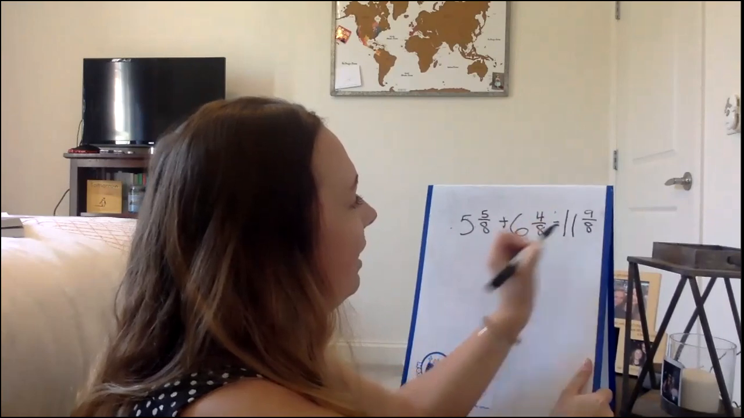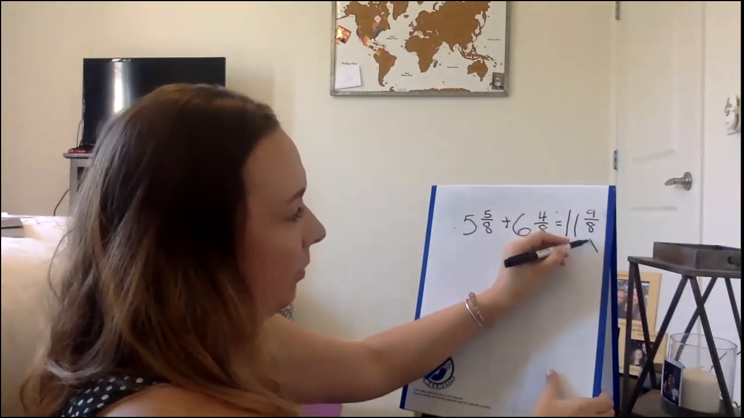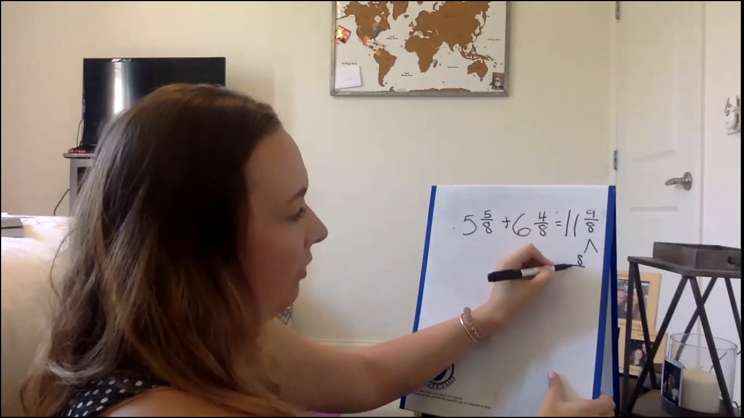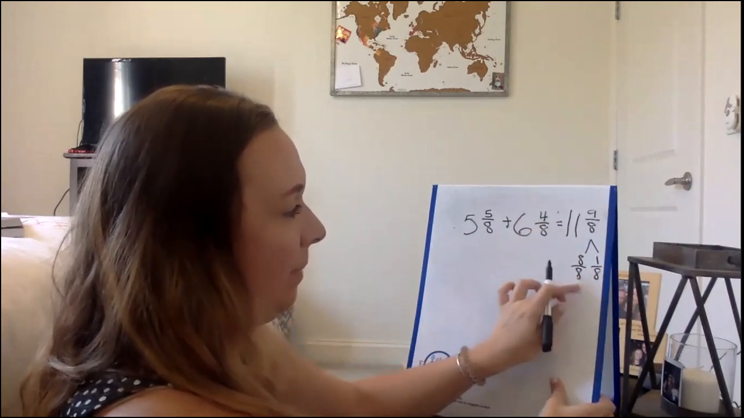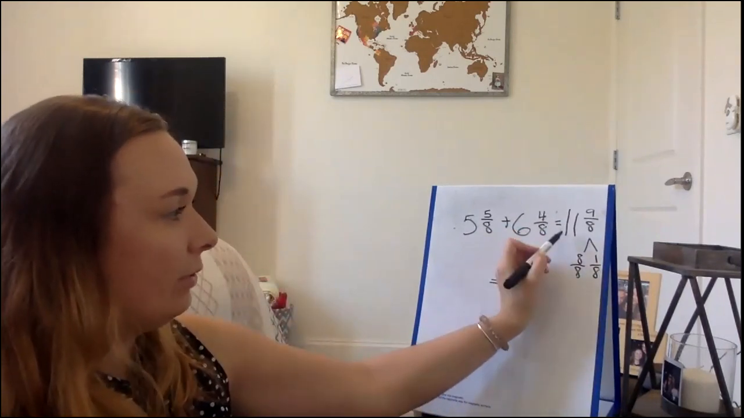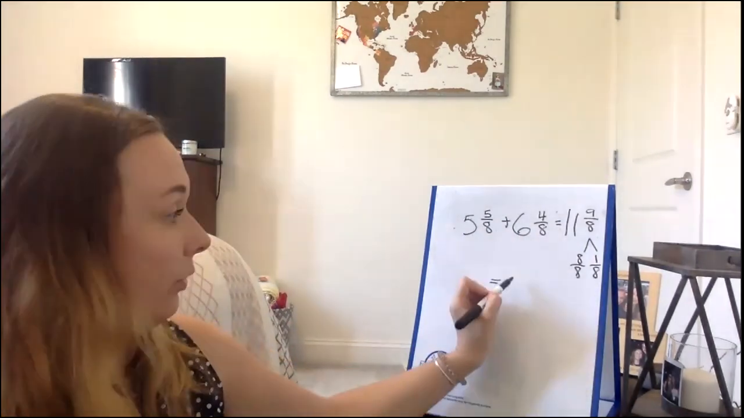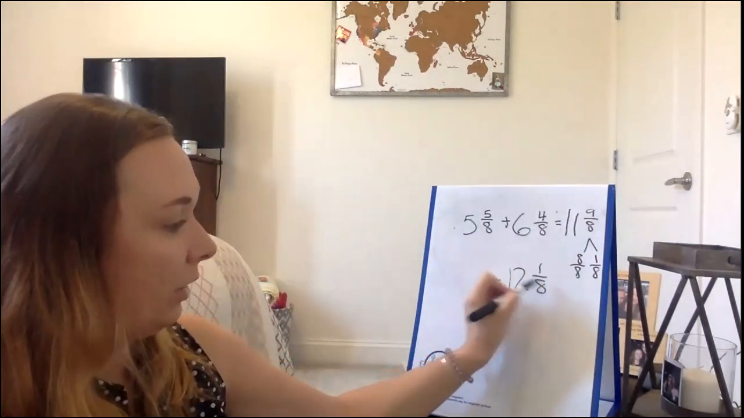And I'm going to say, uh-oh here, because I have 9/8, which is more than a whole. So we have 8/8 we can pull out, and then we have 1/8 left. That combines to make 9/8. So now instead of 11 wholes, I have 11 wholes, but I have 1 more whole. So I have 12 wholes and 1/8.